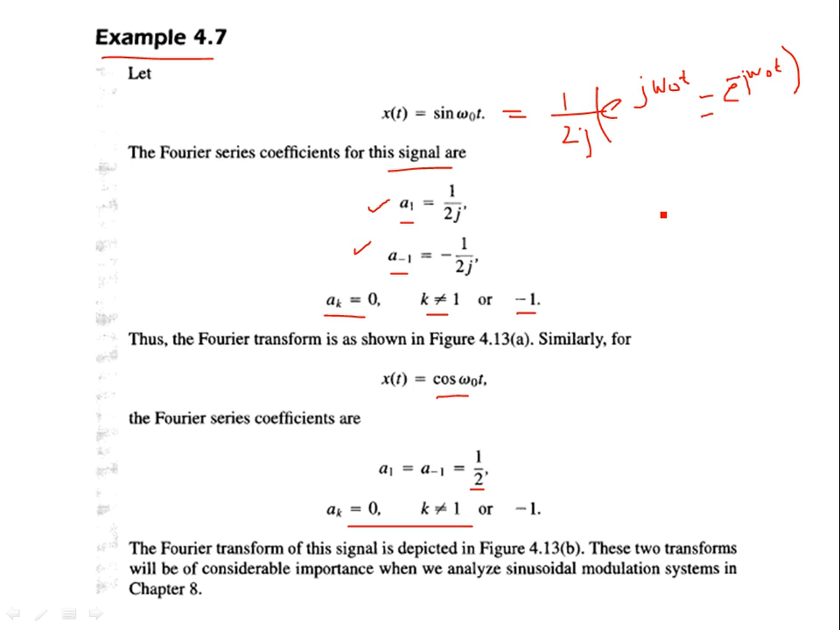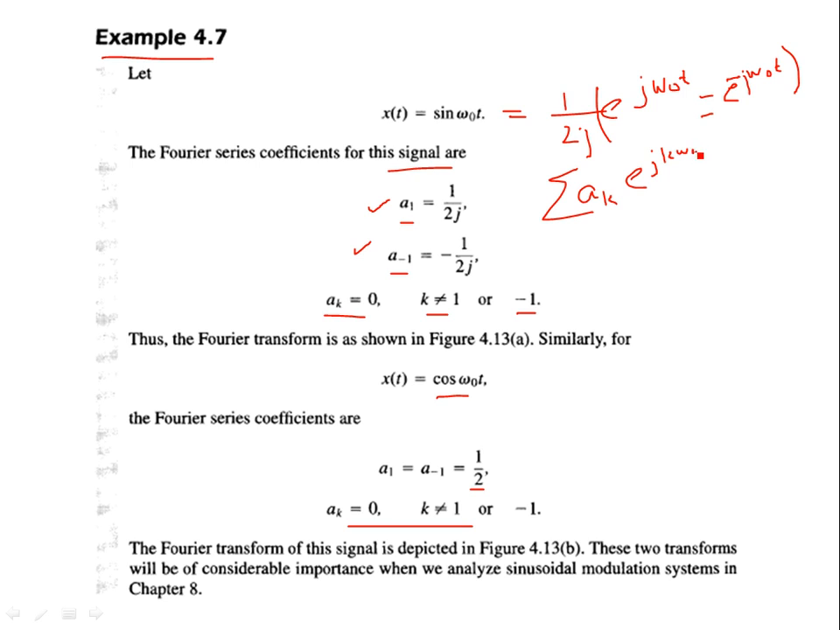So how can you represent this in terms of Fourier series? How can you represent this by Fourier transforms? This is the representation in terms of Fourier series. We can find the Fourier coefficients directly, just by comparing this with the Fourier series representation, we know what the a_k's are. This is k omega naught t.